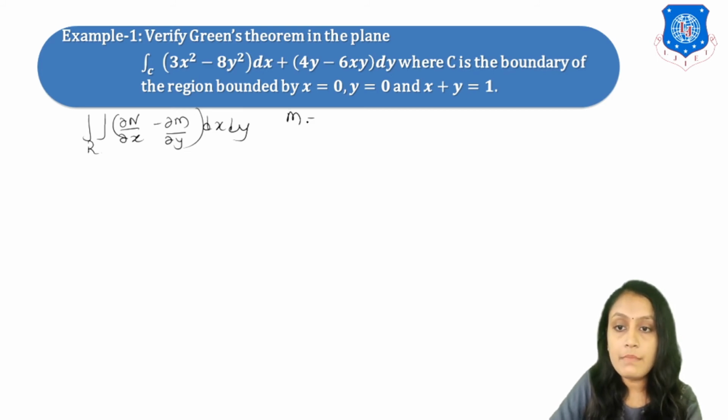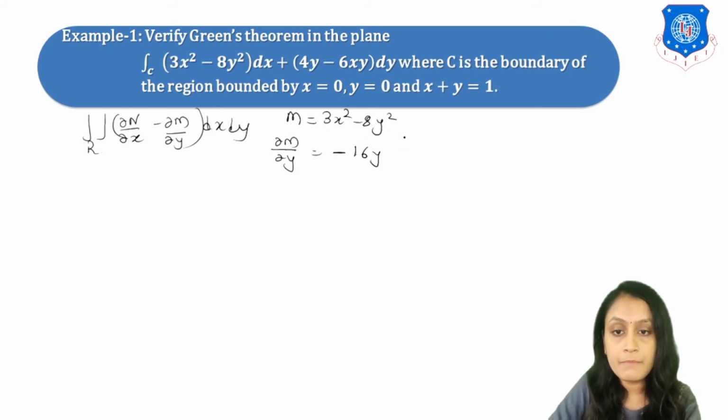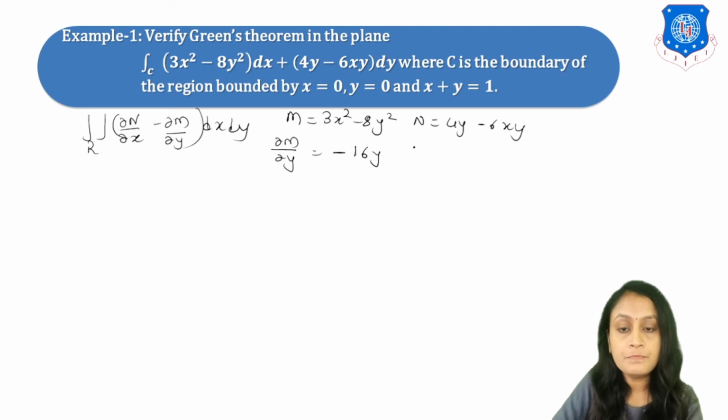Now here m is what? M is 3x square minus 8y square. Okay, so we have to find del m by del y, means derivative of m with respect to y, keeping x as a constant. So this term is gone. So here we have minus 16y. Okay, n is what? N is 4y minus 6xy. Okay, so del n by del x is equal to what? This term is gone, minus 6y.